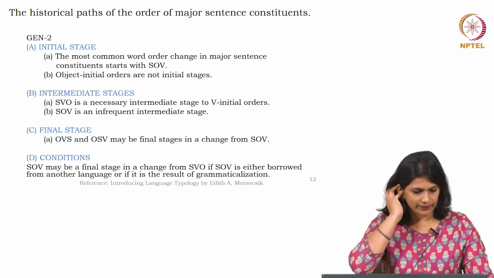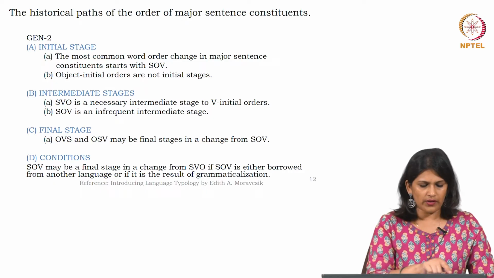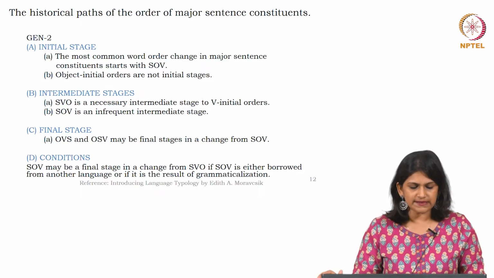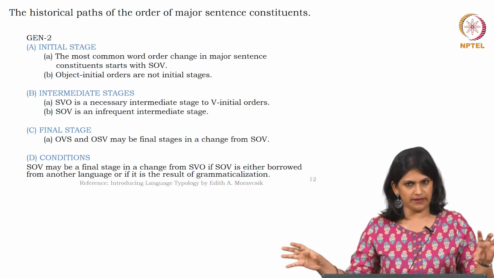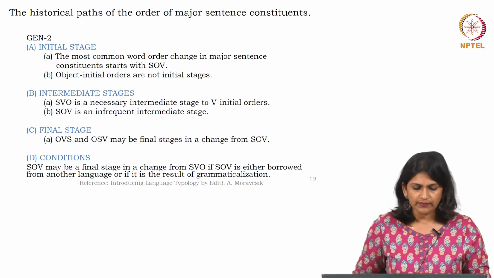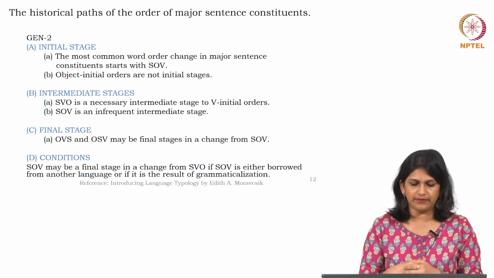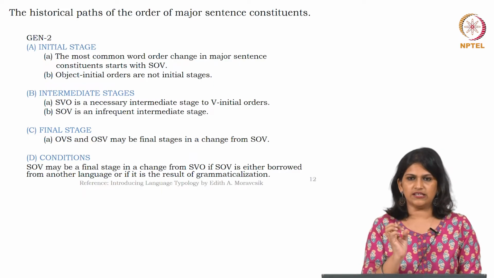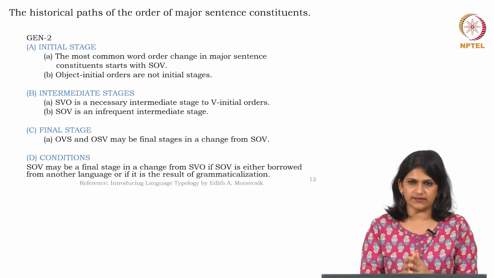So, OVS and OSV, these are the final stages, they can never be considered as the initial stage, and the initial stage has always been SOV, right. As far as the final stages are concerned, it is OVS, OSV, initial is SOV, right. Now comes the intermediate. So, in the intermediate stages you have the V initial order, so VSO and VOS.